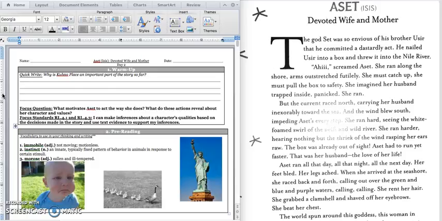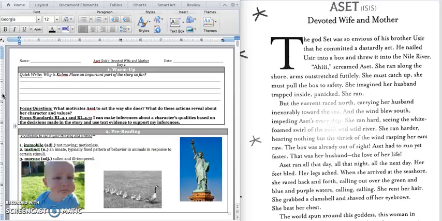It says, what motivates Aset to act the way she does? What do these actions reveal about her character and values? Our standard for today is, it says, I can make inferences about a character's qualities based on the decisions made in the story and use the text to support my inferences.